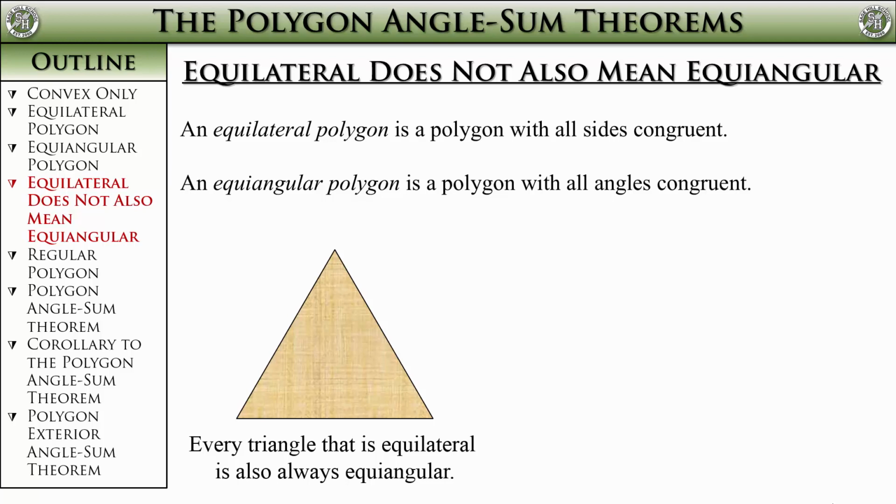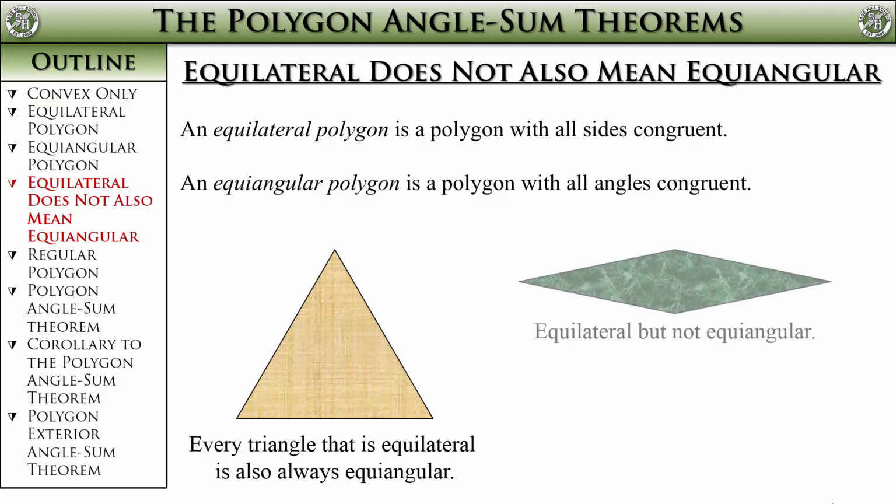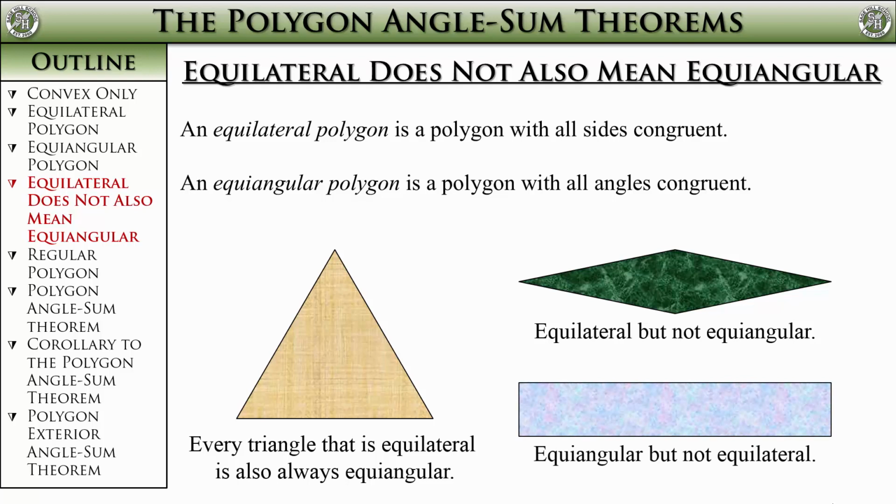The easiest example is with quadrilaterals. This quadrilateral is equilateral. It is known as a rhombus. All of its sides are congruent, but this rhombus is nowhere near close to being equiangular. It has two extremely obtuse and two extremely acute angles. This quadrilateral is equiangular. You might know it as a rectangle. This rectangle is nowhere near being equilateral. It has two very small and two very large sides.